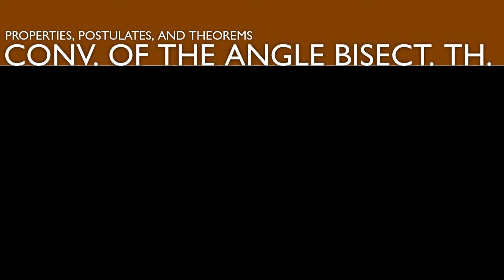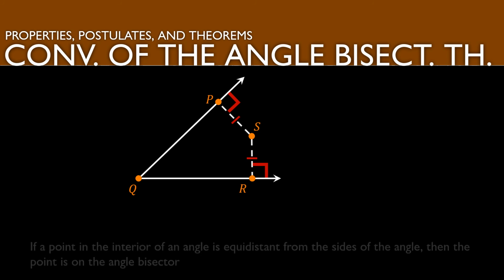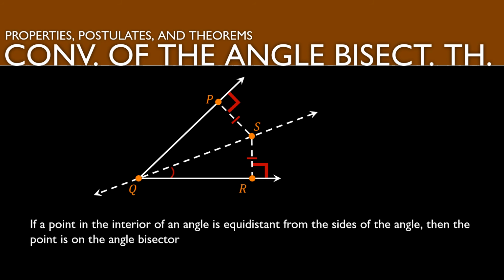Now, the converse of this is that if you have a point that is inside of an angle, and you know that that point is equidistant to the sides, so in this case, S is equidistant to P and S is equidistant to R, then that tells you that S must be on the angle bisector, so you can draw a line, a ray, or a segment through the angle and through the point S, and that's going to tell you that angle PQS is congruent to angle RQS.